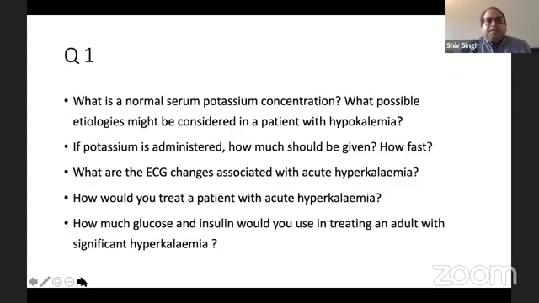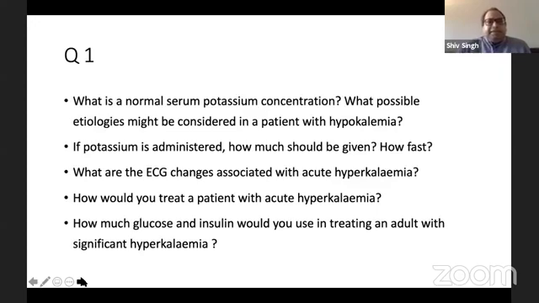The first question is on potassium, and like the new CRQ pattern, there are a number of bits to it. The first question is, what is the normal serum potassium concentration, which is an easy one, and what possible etiologies might you consider in a patient with hyperkalemia? If potassium is administered, how much should be given, how fast? That should be easy as well.